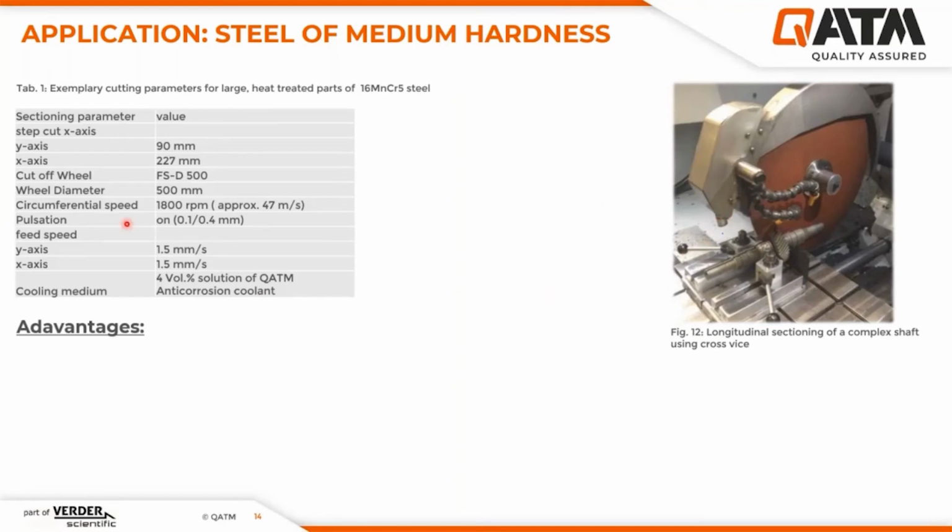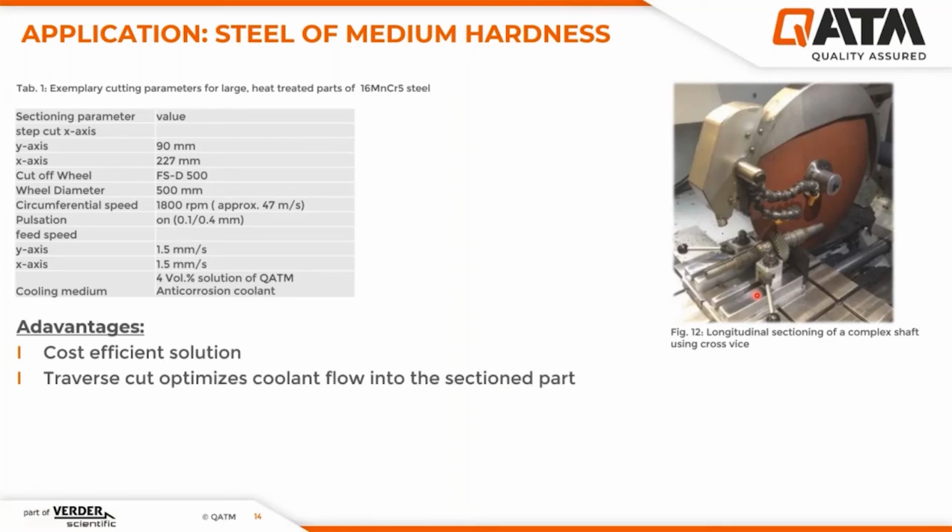Due to the large dimension of the contact area, we use the pulsation feature, which leads to a better cooling performance during the cut and also enables the use of a higher feed speed because in this case the clogging and glazing of the wheel is prevented. The clamping solution is a so-called cross vise, which is a quite cost-efficient solution for this part, which could otherwise only be clamped properly using universal vices and a specific plate setup customized for this shaft.